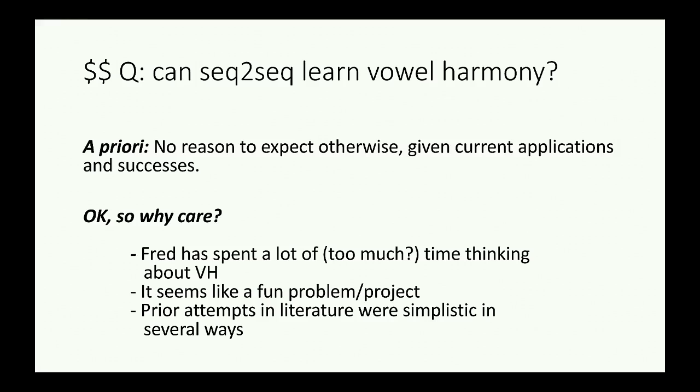Nice. All right. So the money question. Can a sequence-to-sequence network learn vowel harmony? A priori, no reason to expect not, given what we know about how those sequences work and what vowel harmony looks like. Why do we care?